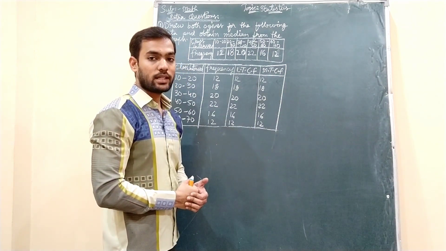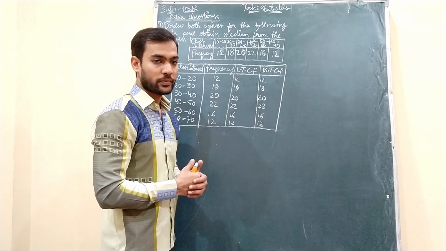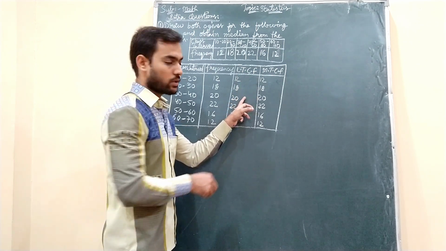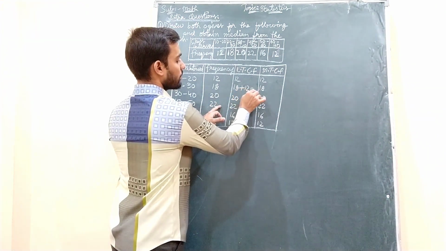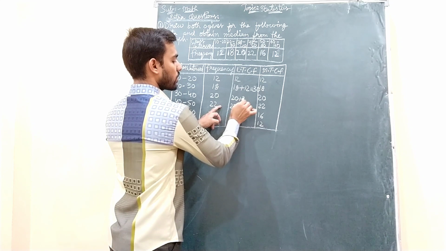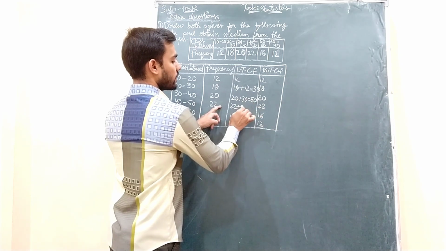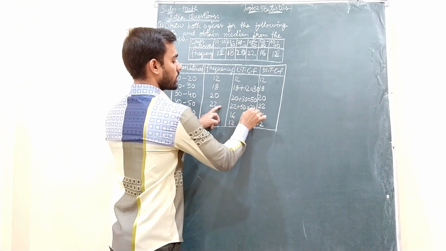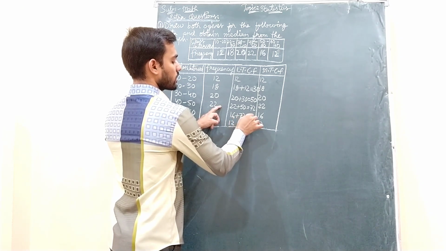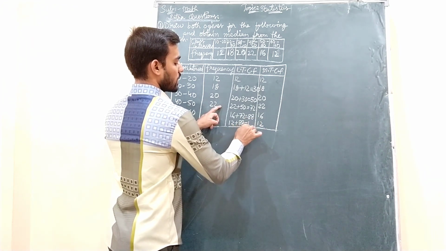Okay students, in earlier classes we have learned that less than cumulative frequency we will start constructing from the top row. So this 12 in the top row remains as it is. This 12 gets added to the second row. So 18 plus 12 gives you 30. Then this 30 you need to add to the next row. So 20 plus 30 gives you 50. Then 22 plus this 50 gives you 72. Then 16 plus this 72 gives you 88. Then 12 plus this 88 gives you 100.